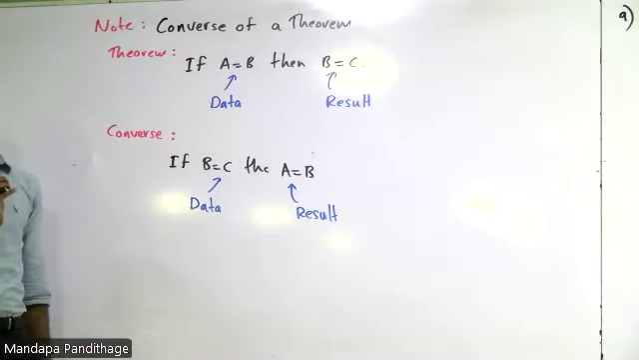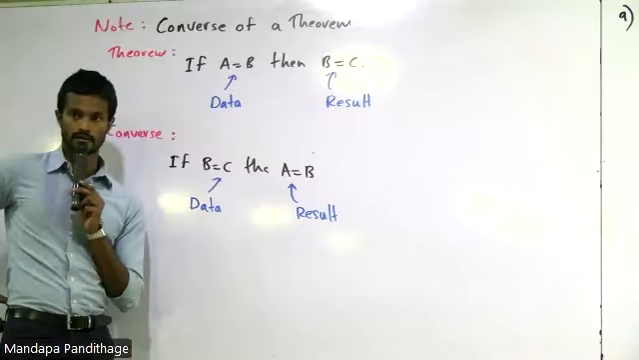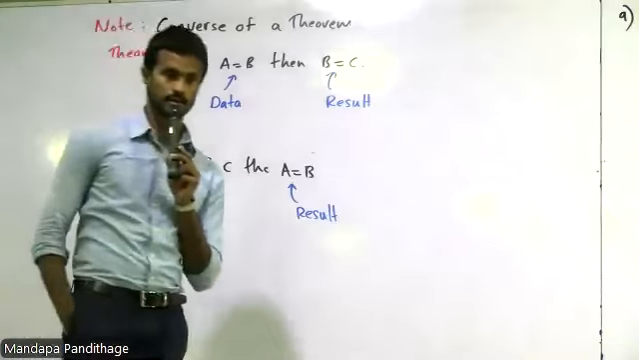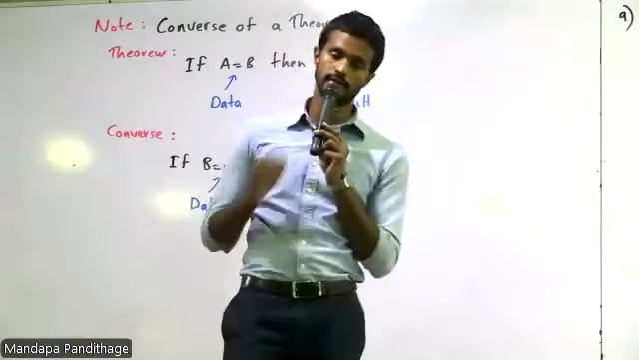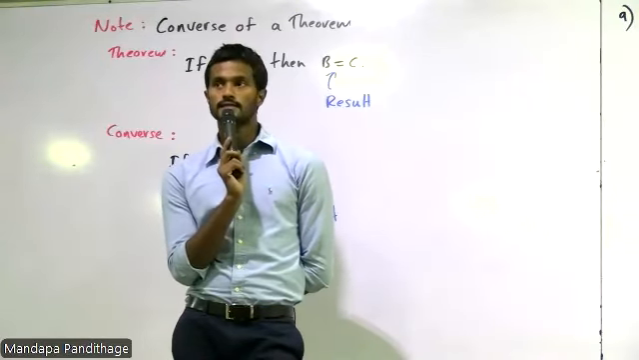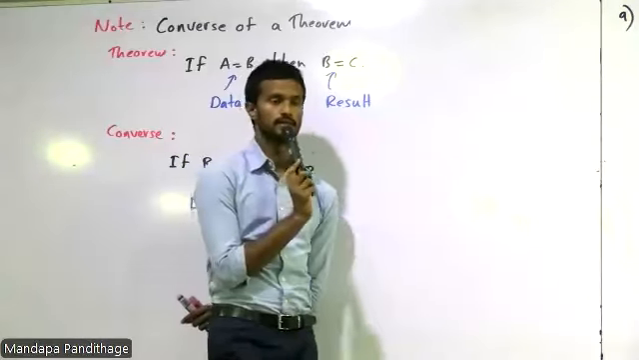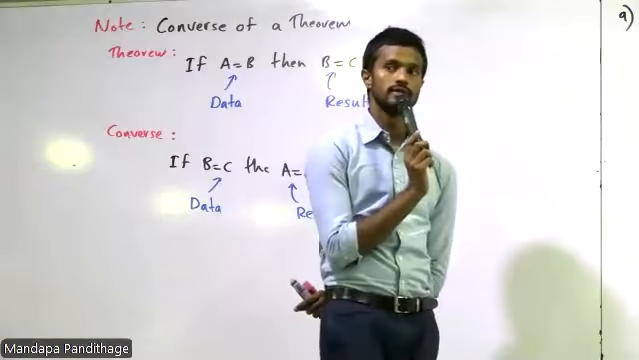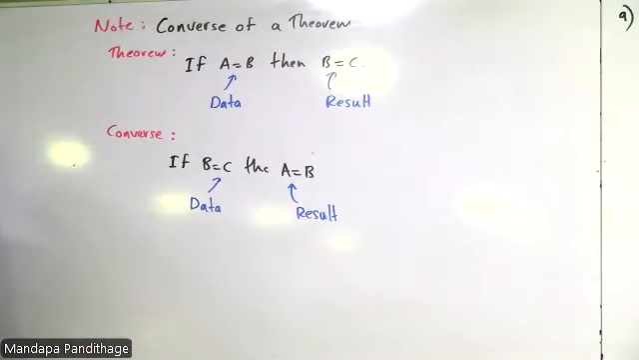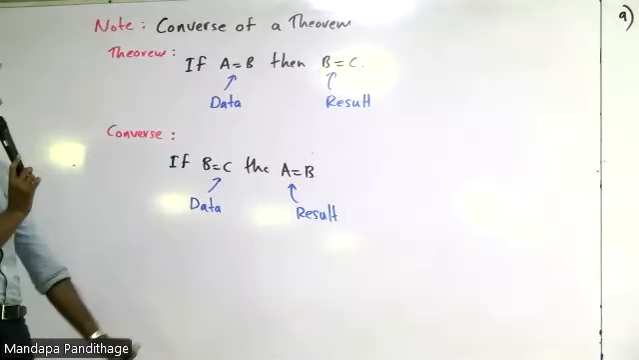Converse of a theorem: when the data and the result of a theorem interchange, we consider it as the converse of the theorem.